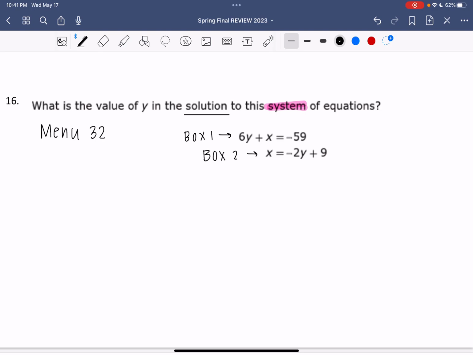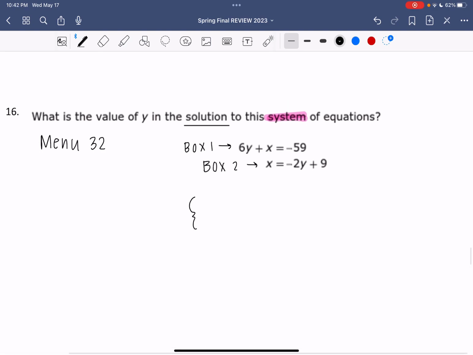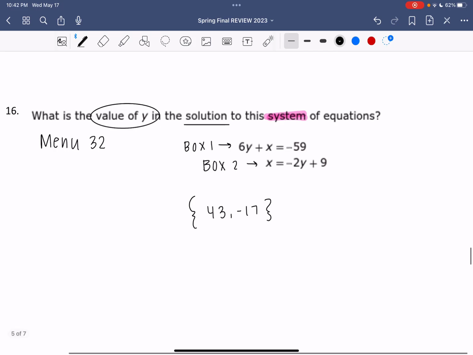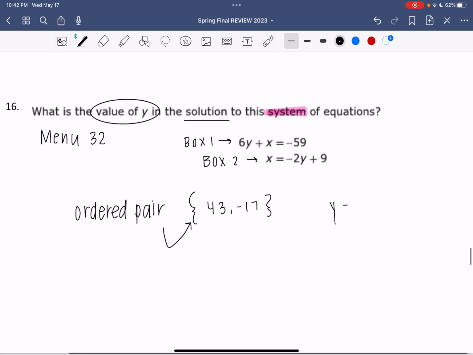So when you do that, you get your solution, and remember your solution to a system is where the 2 lines meet. Okay, so they meet at the ordered pair 43, negative 17. Well, it is only asking for the value of y. Well, remember, if this is an ordered pair, so that means your y value is negative 17. Okay.